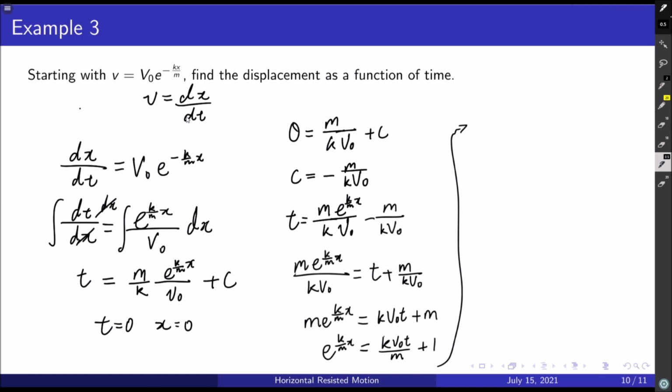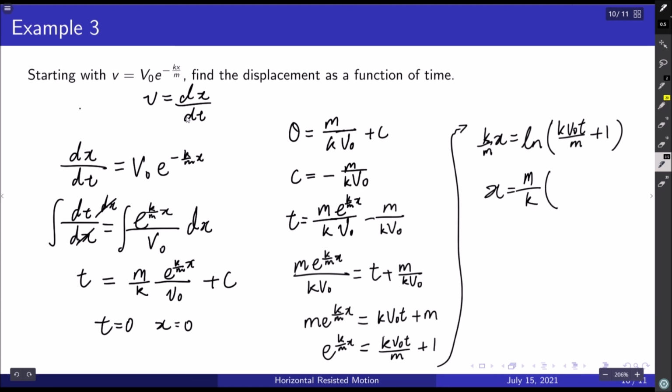Yeah, so now continue on from that. So k over m x equals log of everything there, k v0 t over m plus 1, and of course x equals m over k log of k v0 t over m plus 1. Okay, so here's our answer. So with this information, this is what we can get from the displacement.